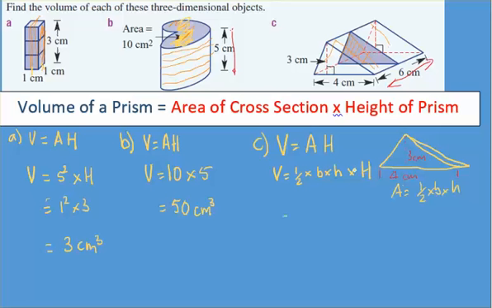Okay, now we solve that. Equals 1/2, base is 4, times 4, height is 3, and the height of the prism is this distance here, 6. We solve that and we get 36 centimeters cubed, and then you're all done.